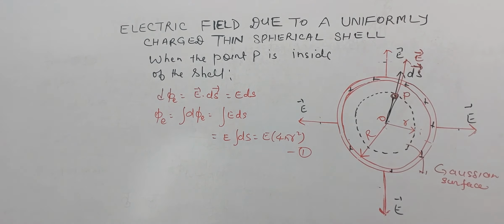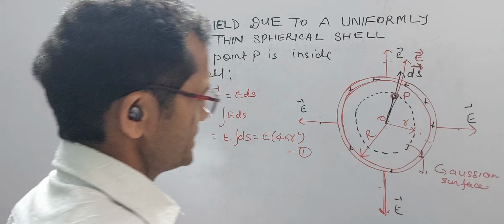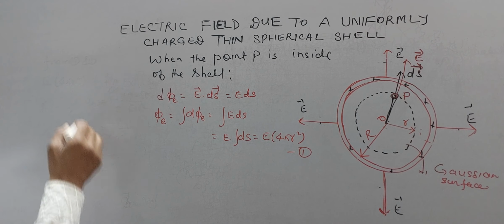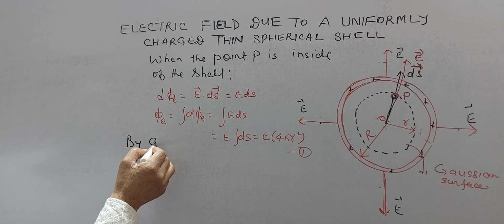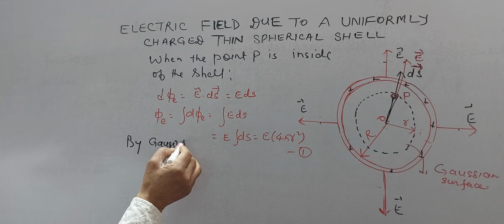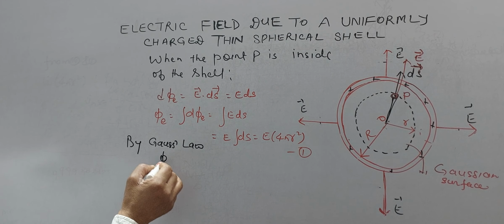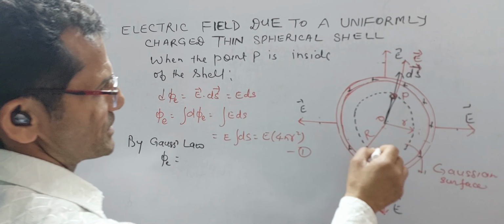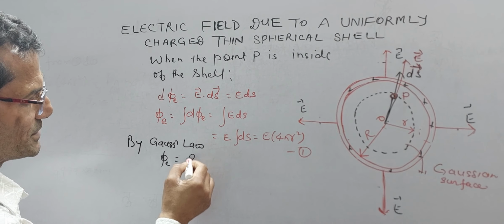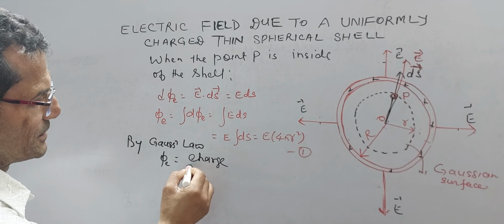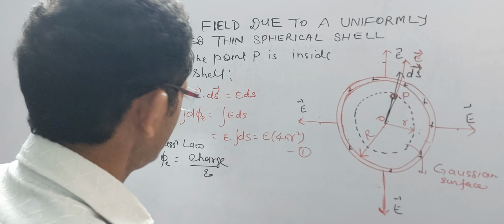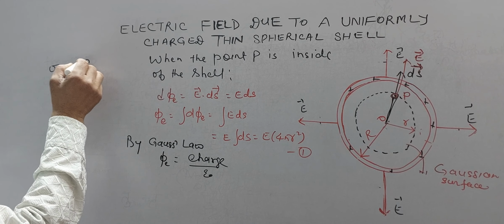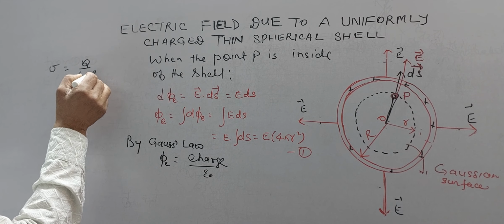Now we can apply Gauss's law over this surface. By Gauss's law, we know that the total electric flux through a Gaussian surface is the total charge inside of it divided by epsilon naught. We already defined the surface charge density of this spherical shell as charge upon 4 pi r square.